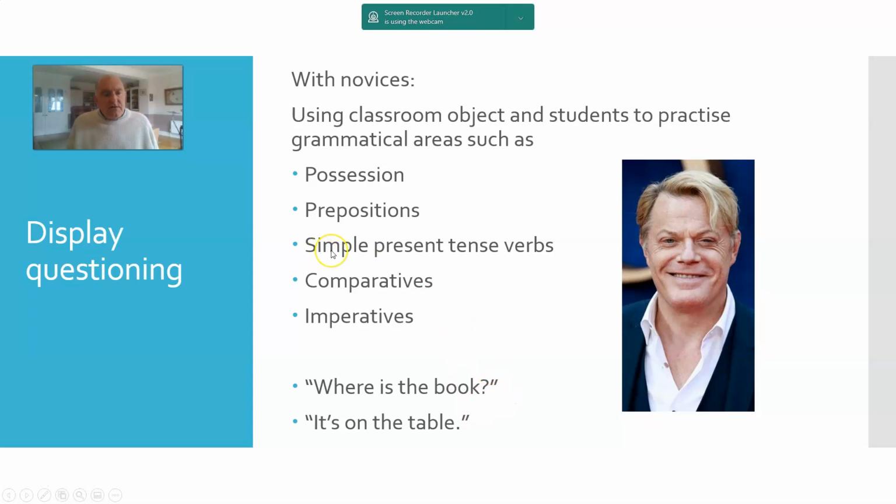Now, I mentioned that hierarchy of questions used in mainly teacher-led questioning, and these are sometimes called display questions. The technique is sometimes called circling by teachers who use the TPRS approach, mainly in the United States. And with younger learners, this sort of questioning is particularly useful when you're introducing simple grammar in the early stages. For example, possession.